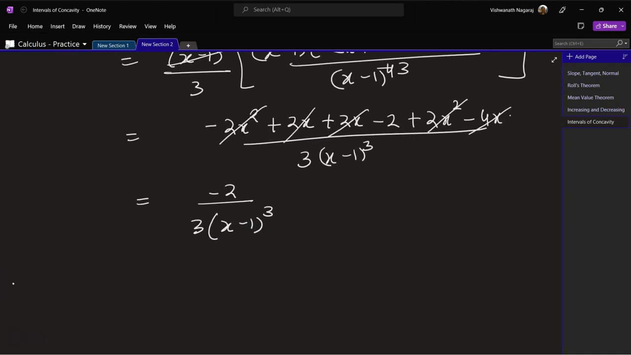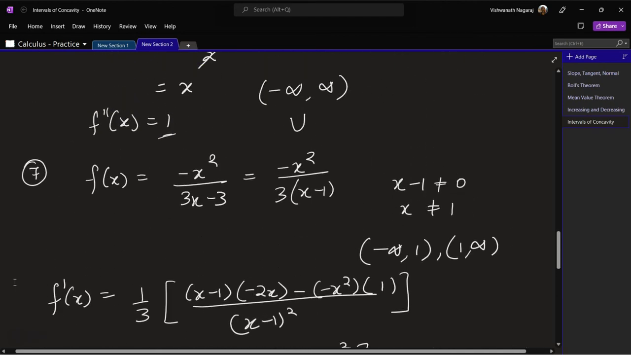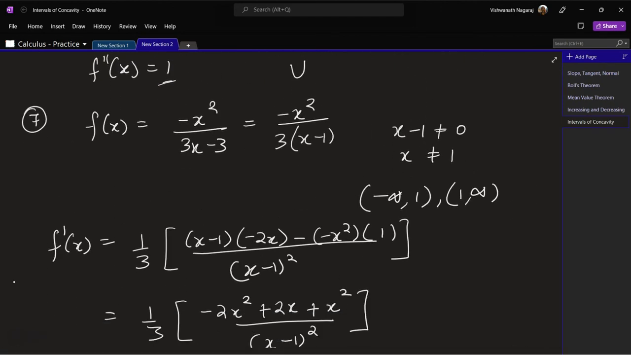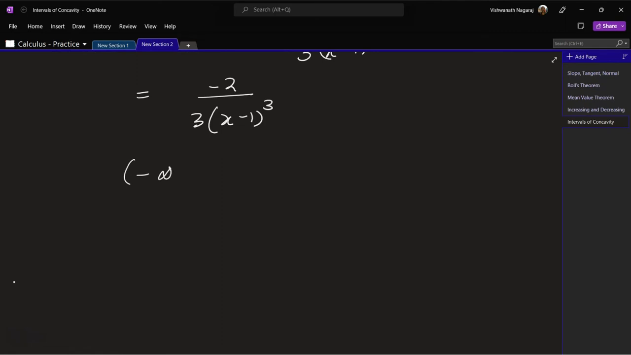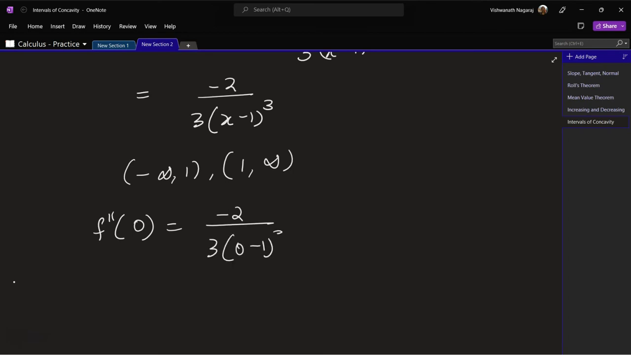And this doesn't tell us anything because we can't equate it to 0, because then x disappears. So the only intervals we have are minus infinity to 1 and 1 to infinity, which means we just pick up two values, one between minus infinity and 1. So let's take it as 0: minus 2 by 3 times 0 minus 1 cube, which gives us minus 2 by minus 3, which gives us a positive number.